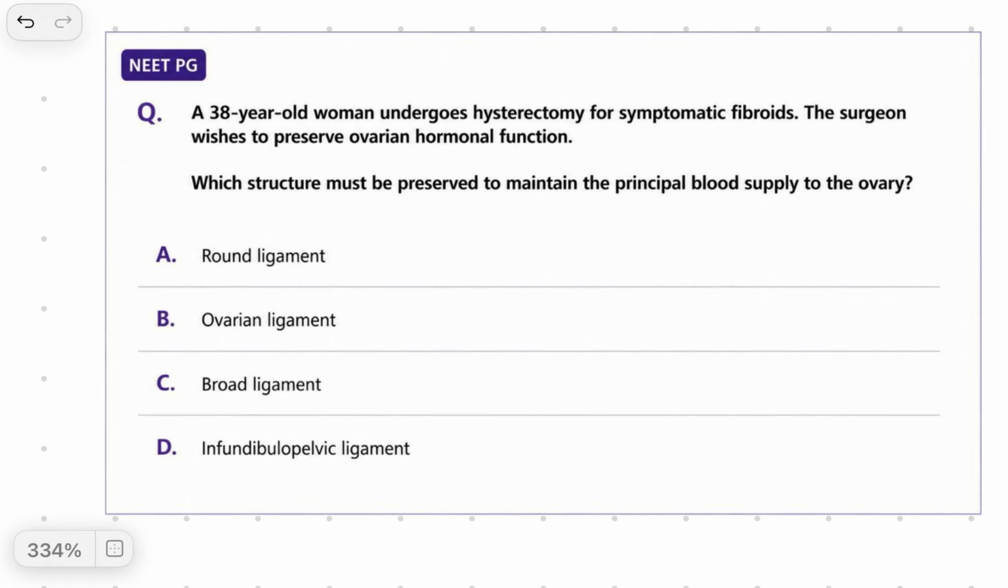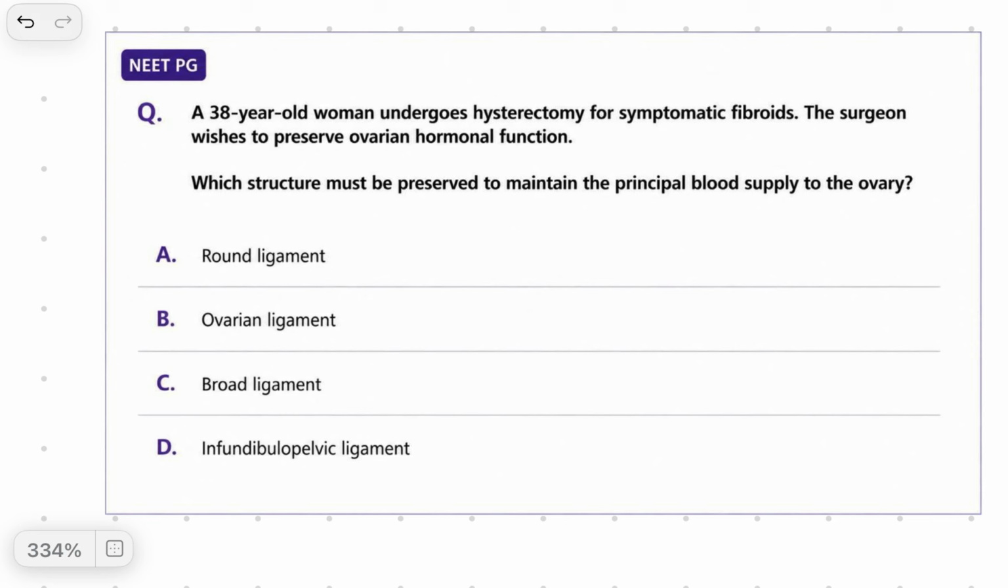Let's get to the question. A 38-year-old woman undergoes hysterectomy for symptomatic fibroids. The surgeon wishes to preserve ovarian hormonal function. Which structure must be preserved to maintain the principal blood supply to the ovary? The options are A. Round ligament, B. Ovarian ligament, C. Broad ligament, D. Infundibulopelvic ligament.